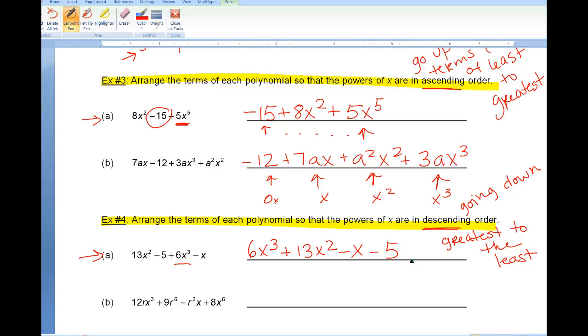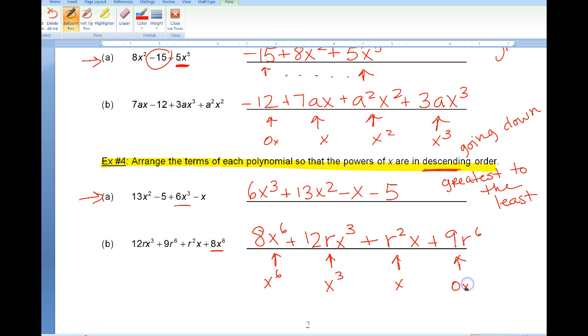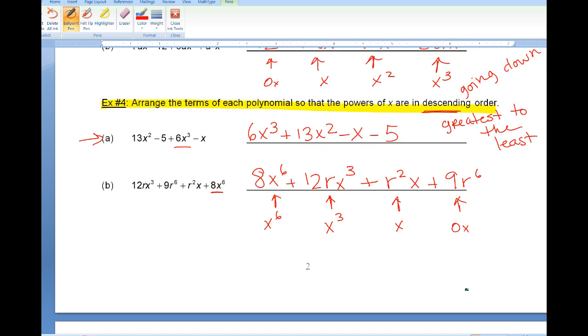So the next example, you have two variables. We're still only looking at the x. So I still want to start with the largest x exponent, and then I'm going to put them in order only with the x. So we disregard the r. The r stays in the term, but it has nothing to do with how we order them. And so when we write these, we start with the largest amount of x's, which here was x to the sixth. Then we're going down, x to the third, then x, and then here we have no x's at all. So that is putting your polynomial in descending order. It's also called the standard form.